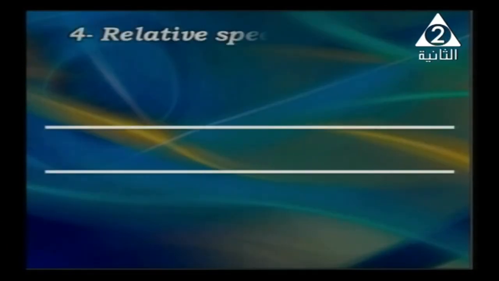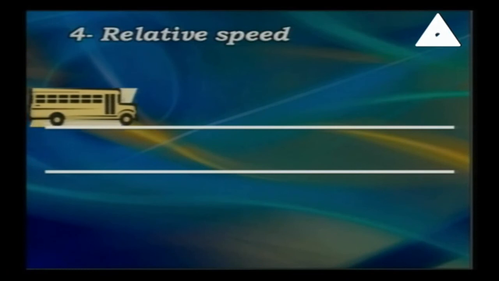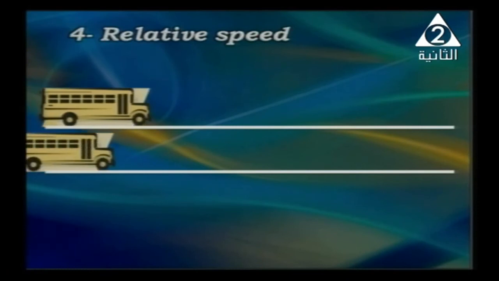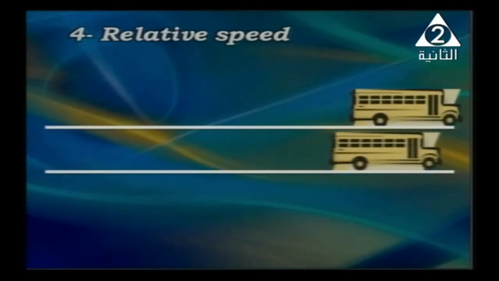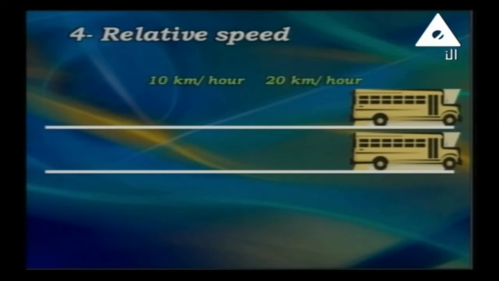Another case of relative speed: we have two cars or two buses that move with different speeds in different time intervals, and we have different distances in different time intervals. One of them moves faster than the other, but they are in the same direction. So here we have 20 kilometers per hour for the first one, the faster, and 10 kilometers per hour for the second one.